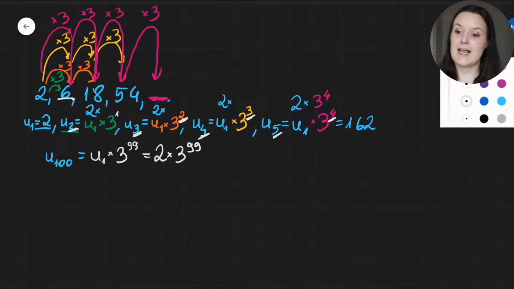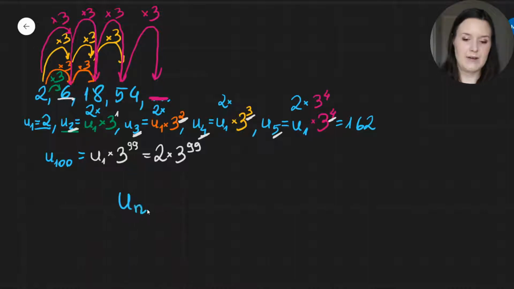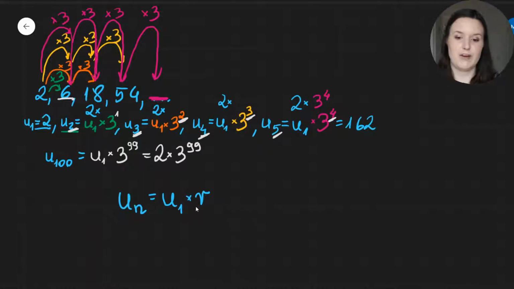So the nth term in general, if I want to get to the nth term, I have to start at u1 and multiply it by my common ratio, r, whatever r is. R represents this jump, this common ratio. It was 3 in this example, it can be anything else. And I have to jump from u1 n minus 1 times. Right? If it was 100, I had to jump 99 times. If it's n, I jump n minus 1 times.